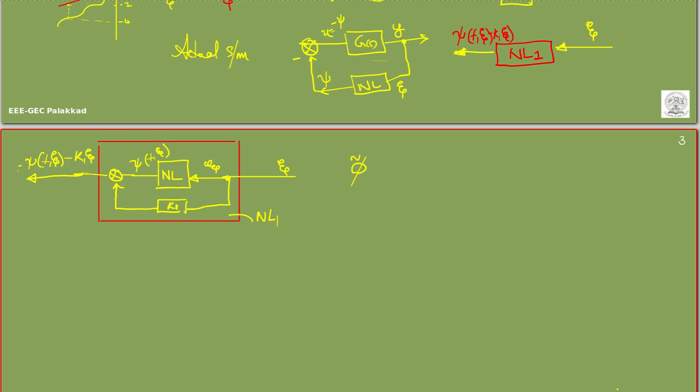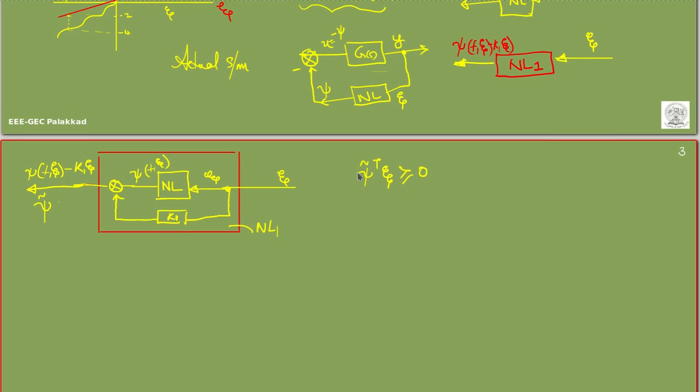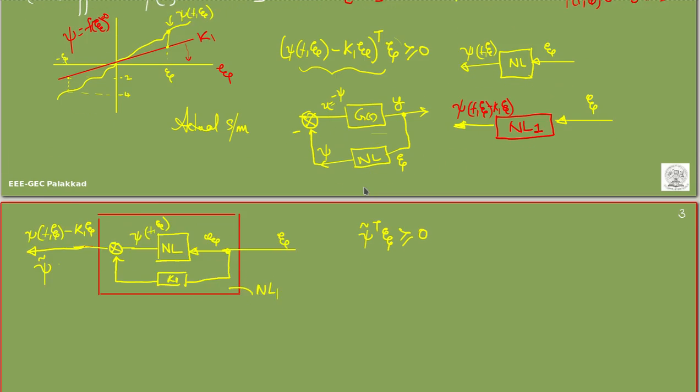Let me call this psi tilde. Psi tilde transpose into zeta is greater than or equal to 0. So this nonlinearity 1 is passive. So what happens to the actual system now?